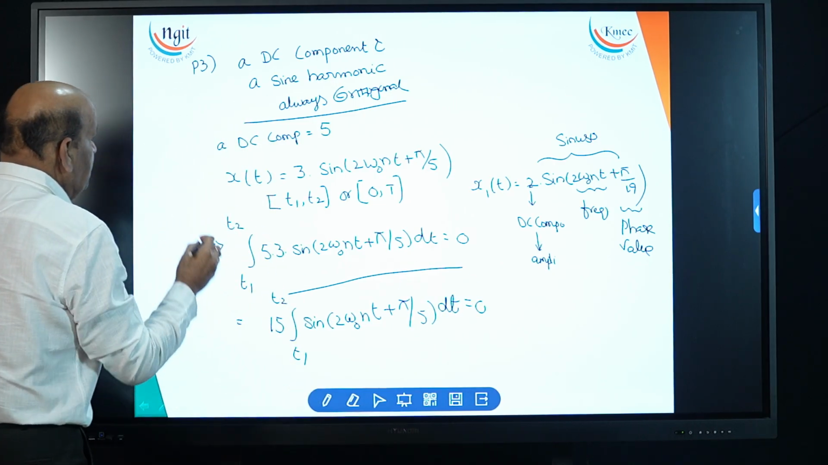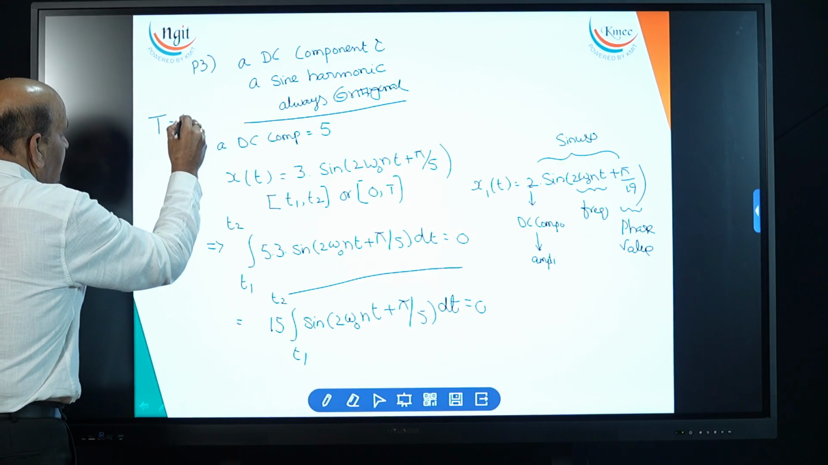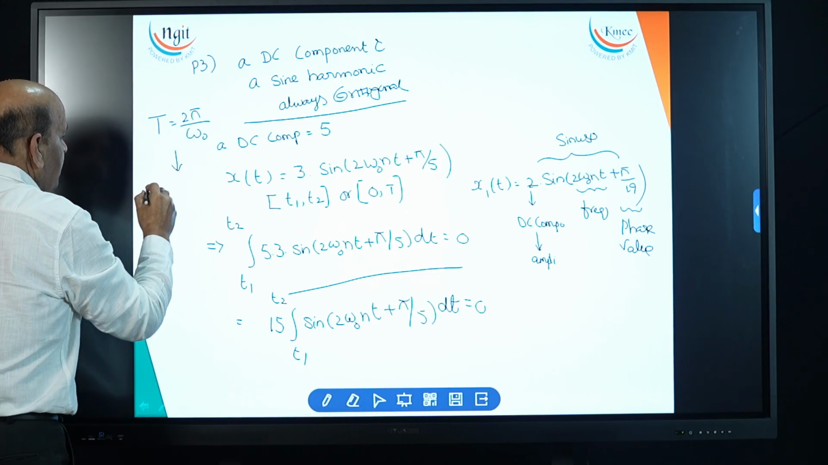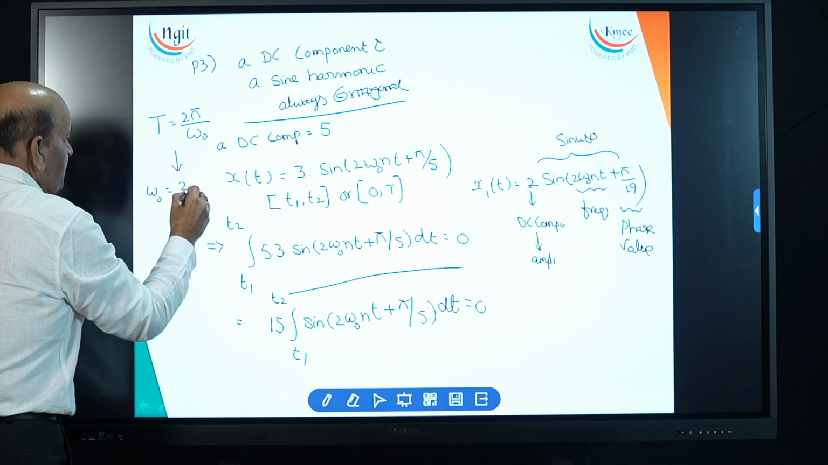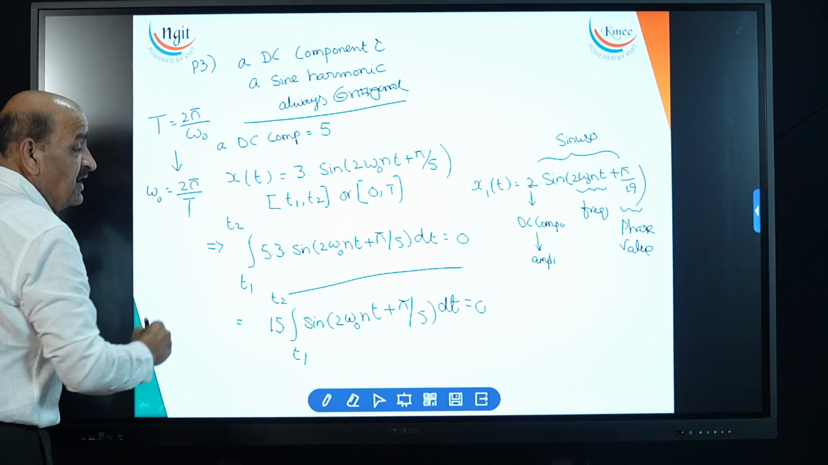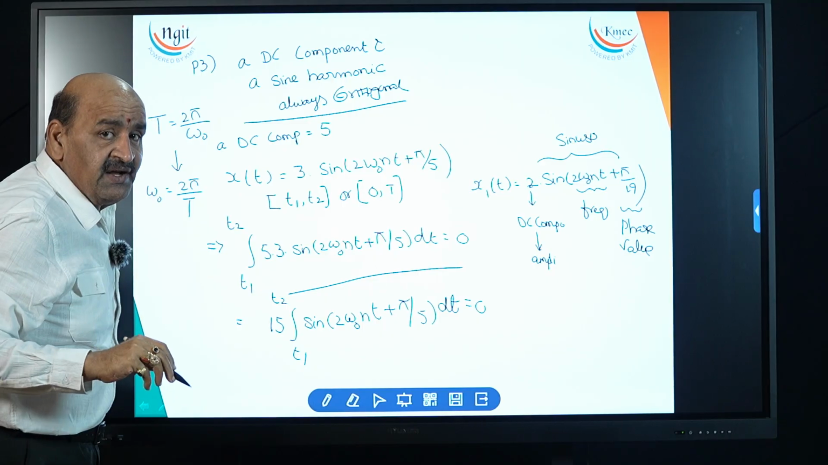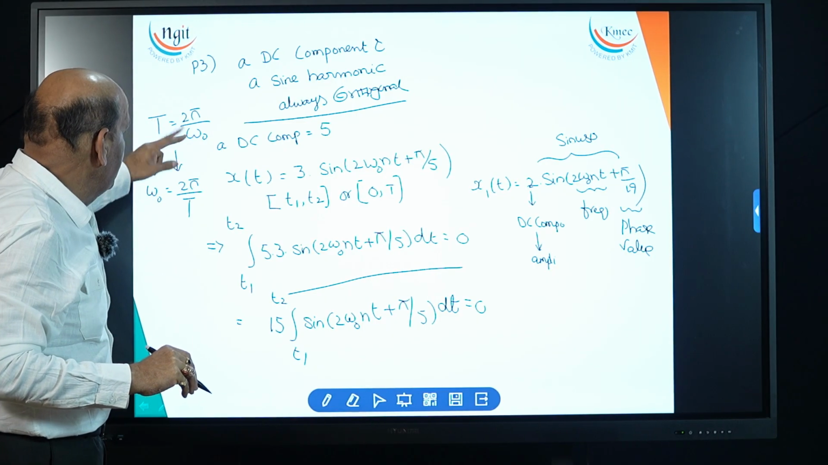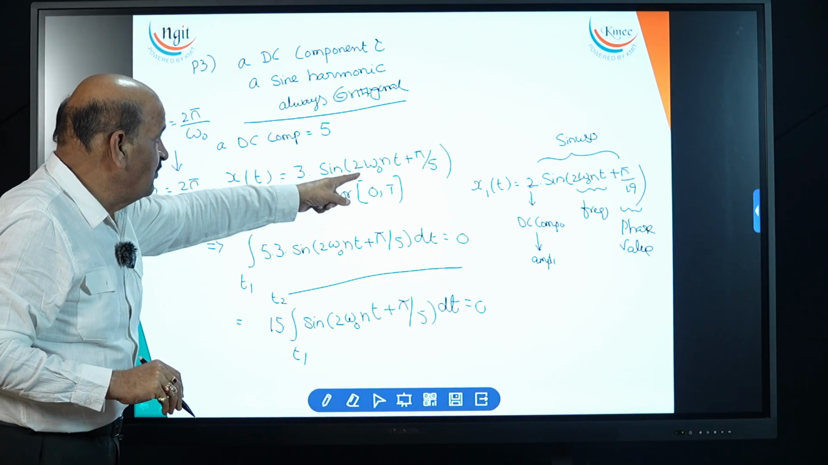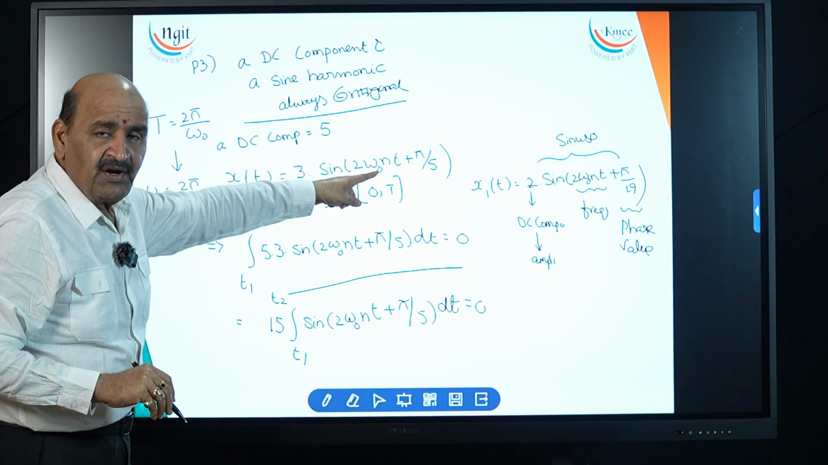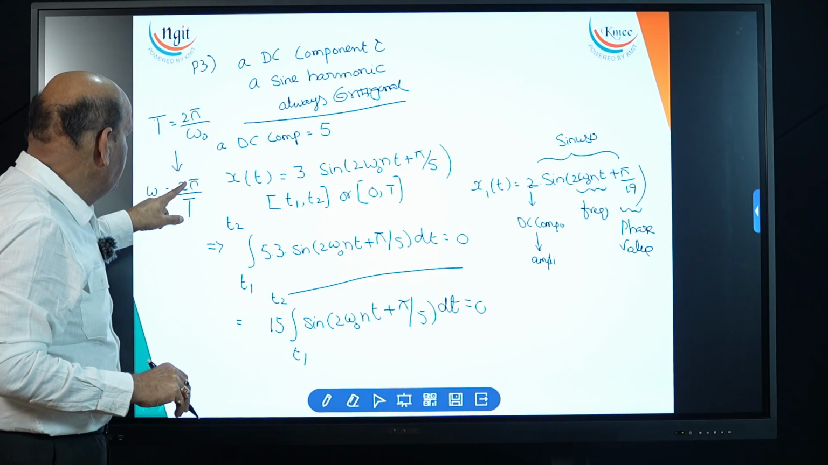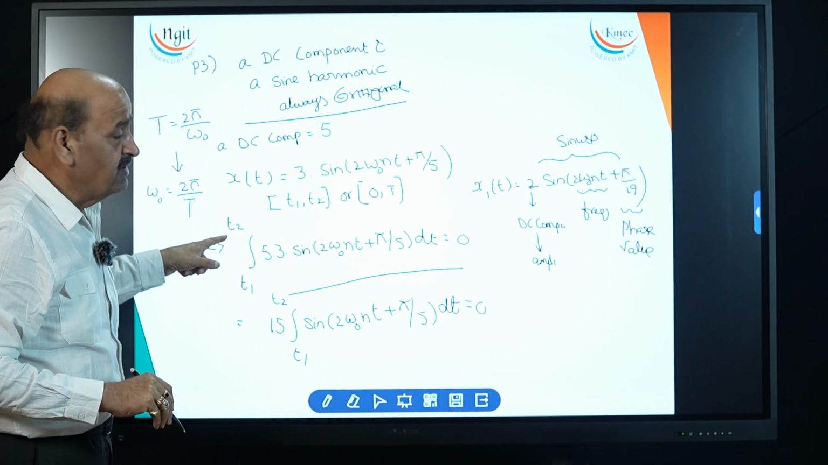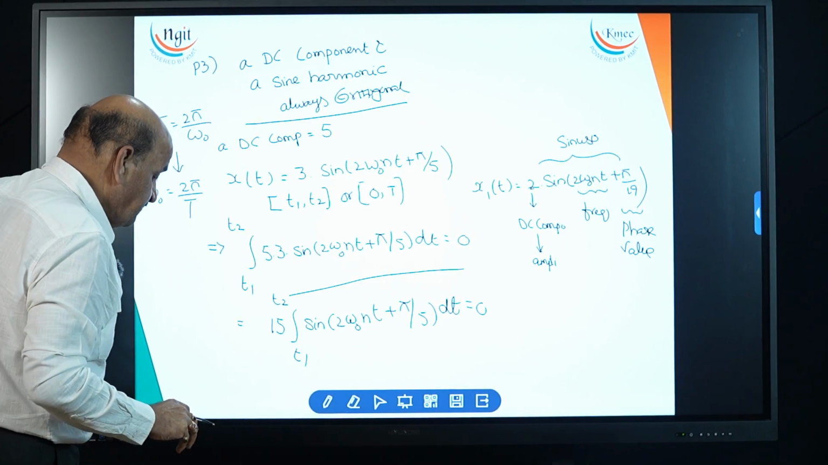So in every situation we have to remember one important formula: T equals 2 pi by omega naught, or omega naught is equal to 2 pi by T, where T is called the fundamental period and omega naught is called the fundamental frequency. These two should be applied wherever the omega naught representation is there. So this is the third property.